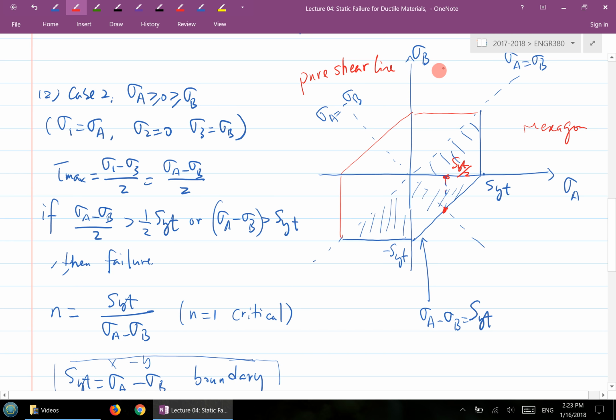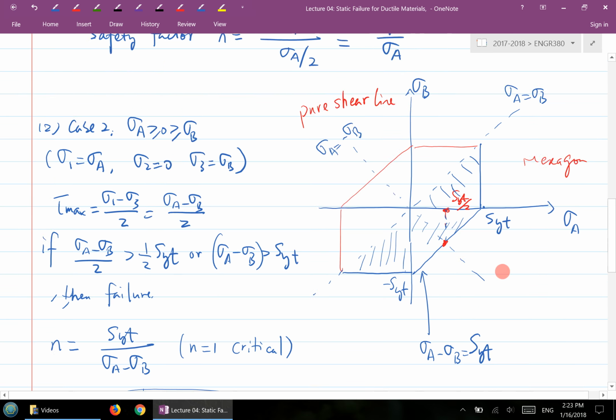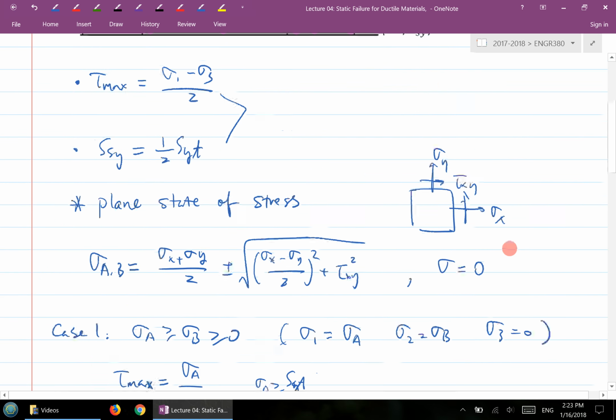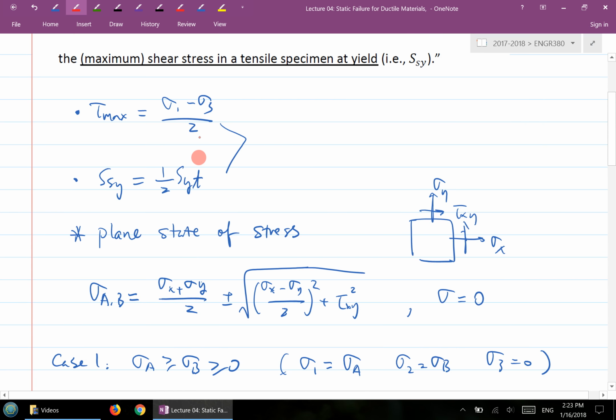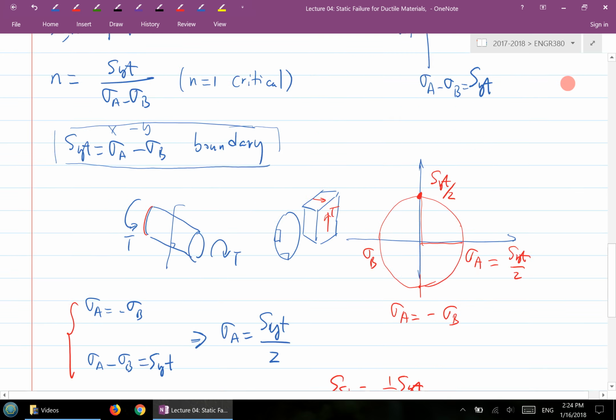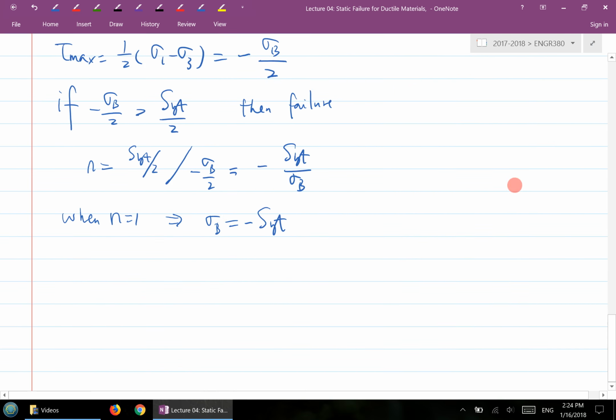But in reality, we're not going to be able to reach this because our case sigma A is always greater than sigma B. So this is the graphical representation of the MSS theory. In short, all you need to remember is basically these two. That's the formula for MSS.